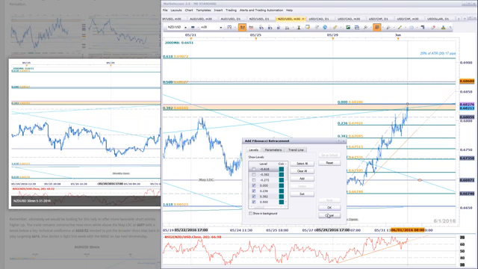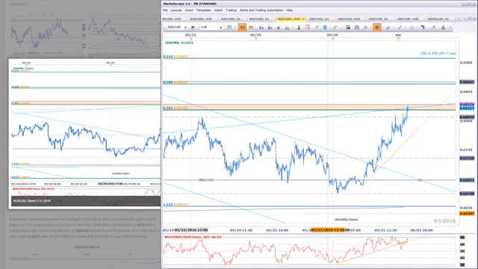To get back short, you'd really need to see a break below the May low day close, and that's 66.98, 66.97.